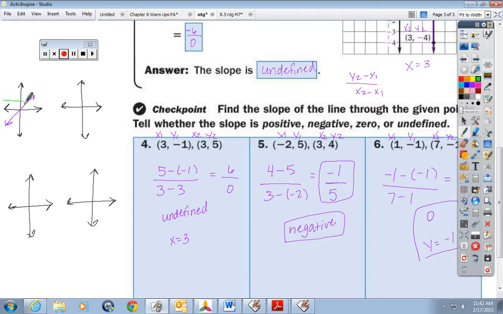Now on the flip side, what if I had this line? If I was flying in my little airplane from left to right, and I hit this, where would I go? Down, making the slope negative.